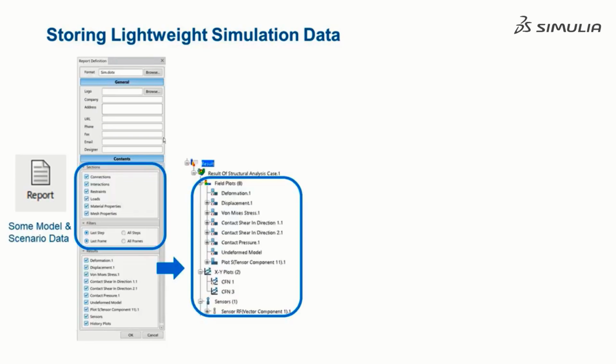Another method of generating lightweight results is creating a report. The report contains some model and scenario data. It also contains all of the results data. Clicking on OK creates a MS Word document of the report in the Windows Documents directory. To save the report to the platform, we must perform a save operation. The local copy will remain in the Windows Document directory.